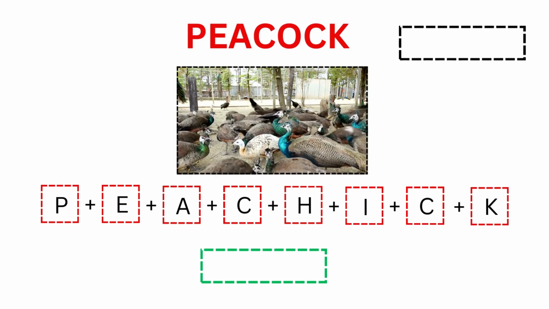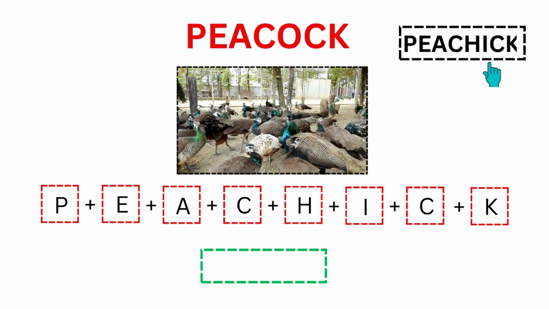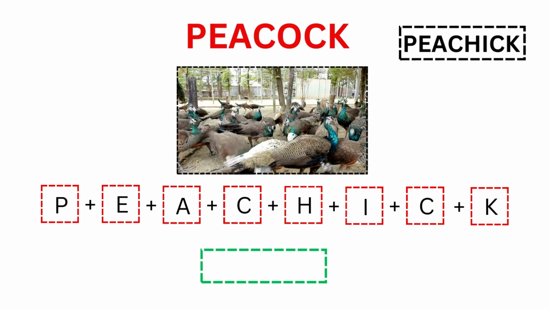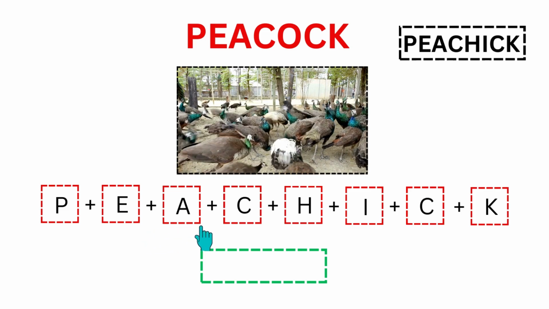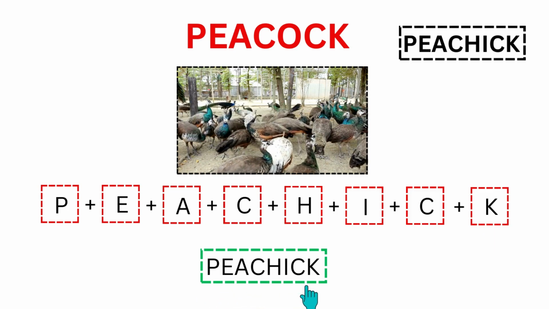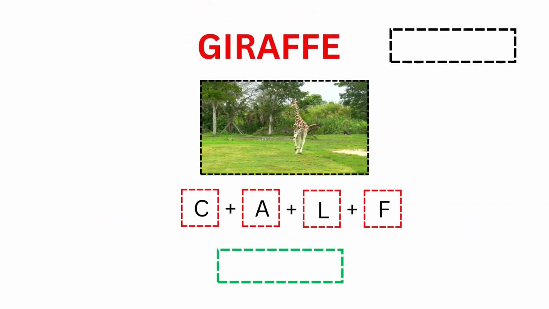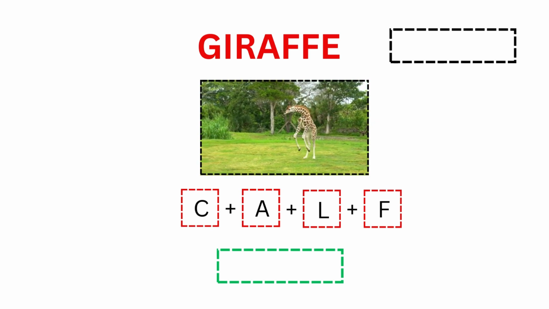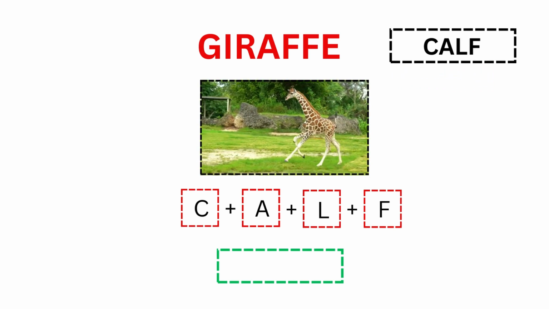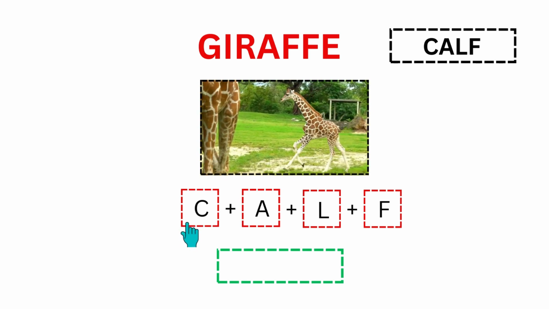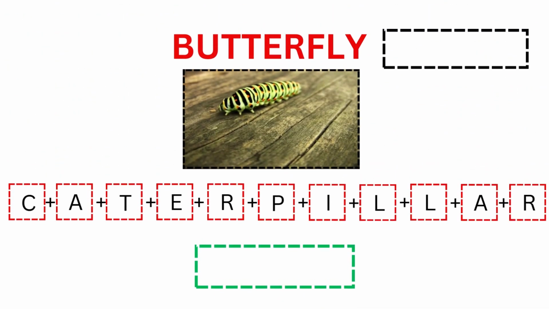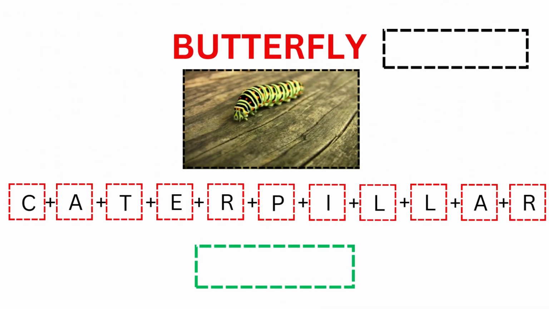A baby peacock is called a peachick. पीकॉक के बच्चे को पीचिक कहा जाता है. PEACHICK पीचिक. Number 35 is giraffe. A baby giraffe is called a calf. जिराफ के बच्चे को calf कहा जाता है. CALF calf. Number 36 is butterfly.